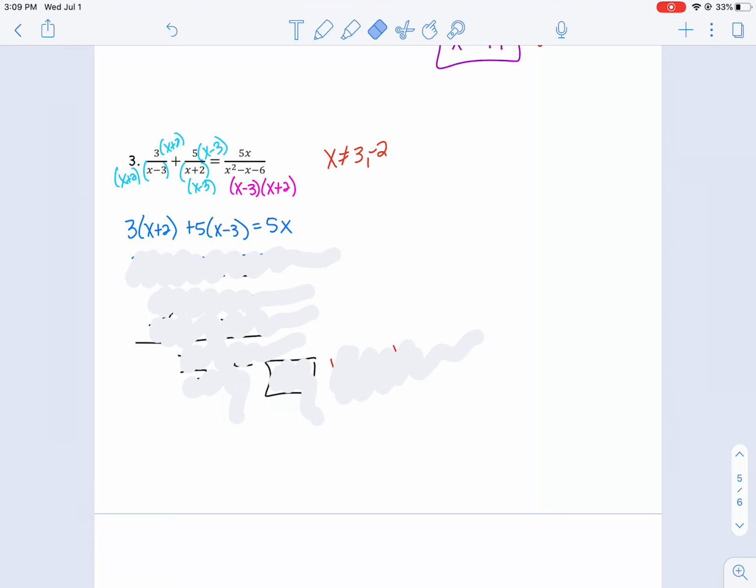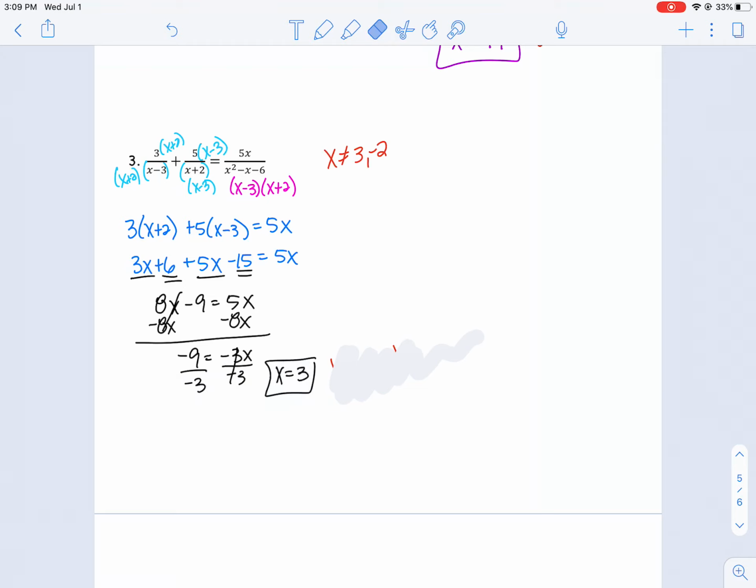My numerators look like this. I can distribute the 3 and the 5. I can combine like terms. I can subtract 8x from both sides. I can then divide by negative 3, and I ended up getting x equals 3. The answer that I got, though, is part of my domain restrictions, and so because that's an extraneous solution, I can't say that x can be 3 because it can't. Because if x is 3, then I have a 0 in my denominator, which we know is not allowed.